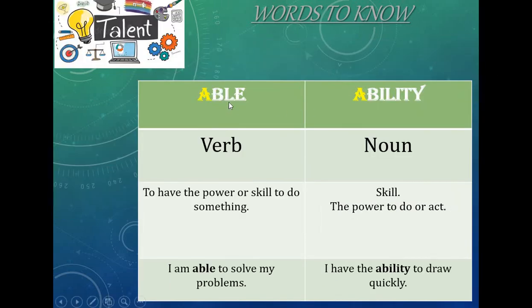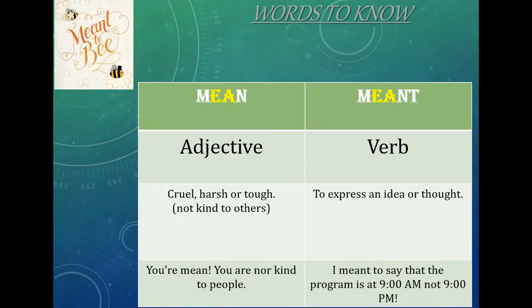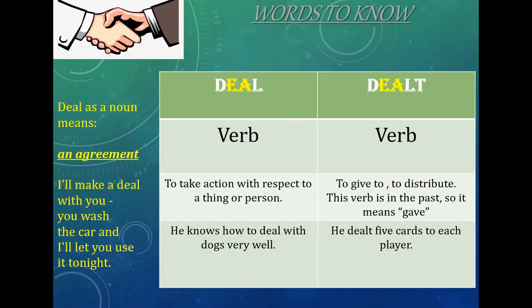Able is an adjective when you have the power or the skill. Ability is a noun. It means the skill itself. Mean is a cruel or harsh person. It is an adjective. Meant is a verb that means I am expressing an idea from my mind. I meant to say. Deal as a verb means you know how to take action with a person or an animal or a thing. I know how to deal. Dealt as a past tense verb means you gave or distributed, especially when you are playing.